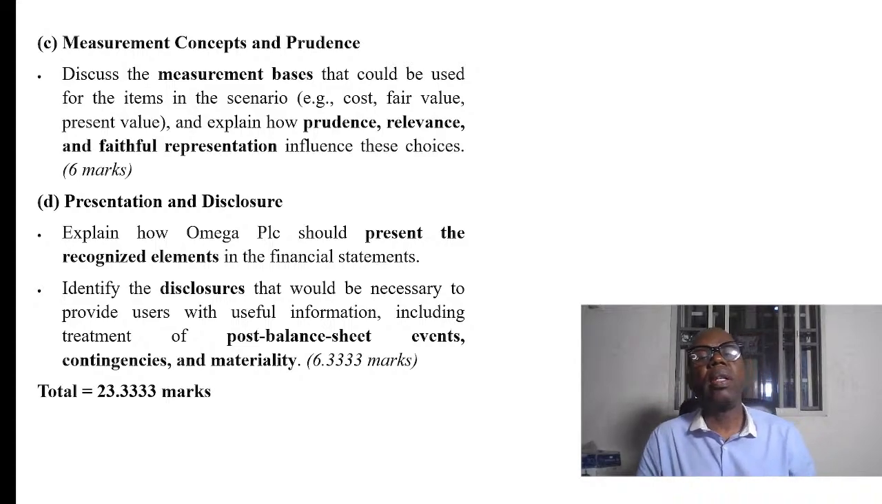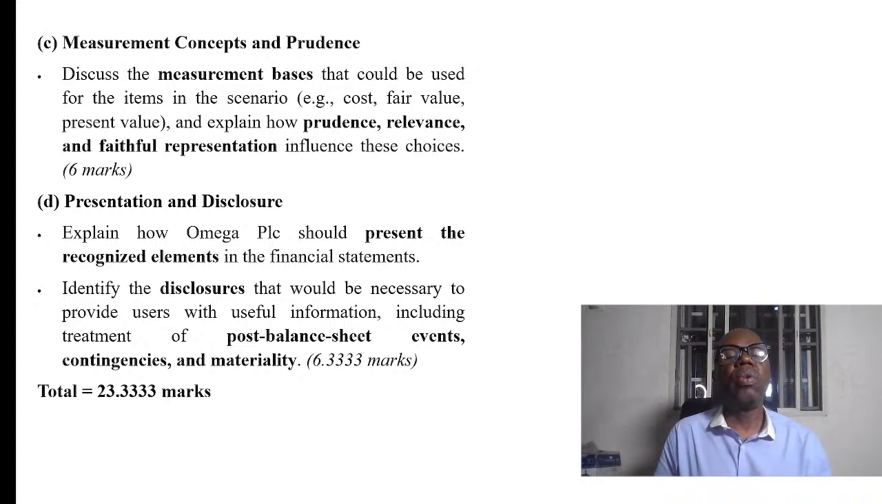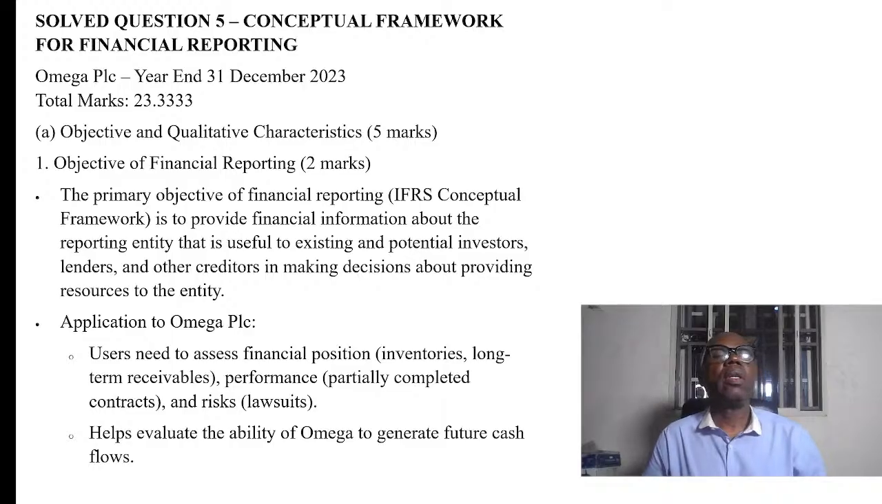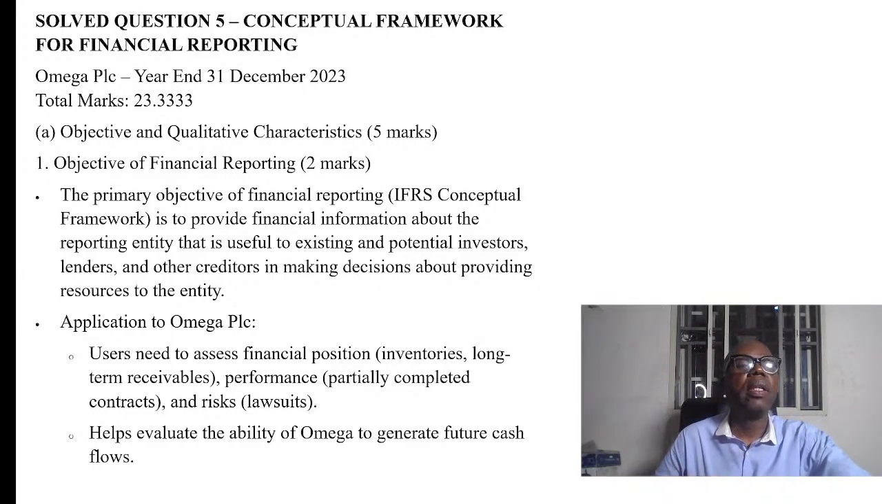I'm also going to show you the answers that you are going to look at and then understand. This is a sub question. Omega PLC, year ended 31st December 2023. Objective and qualitative characteristics. 1. Objective of financial reporting. The primary objective of financial reporting, per the IFRS Conceptual Framework, is to provide financial information about the reporting entity that is useful to existing and potential investors, lenders, and other creditors in making decisions about providing resources to the entity.